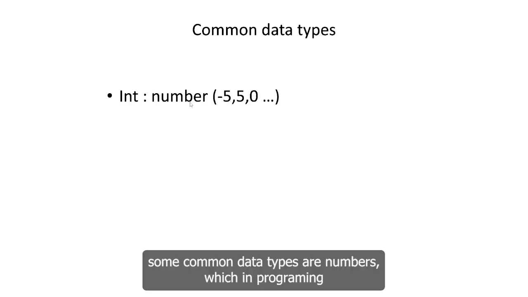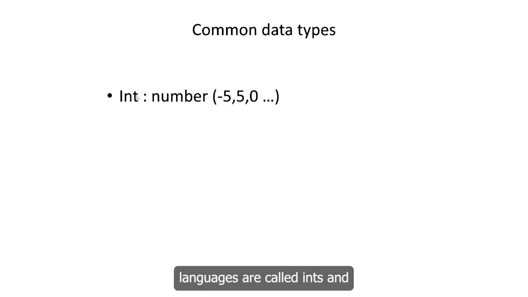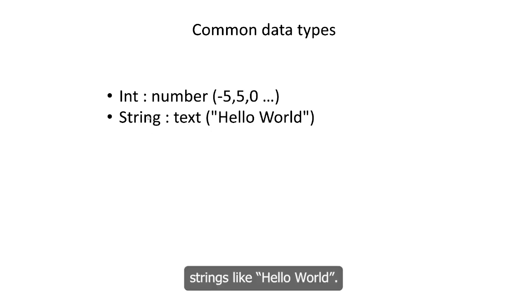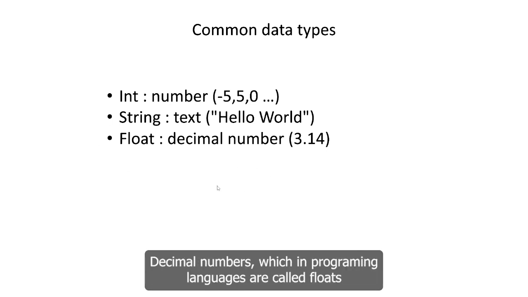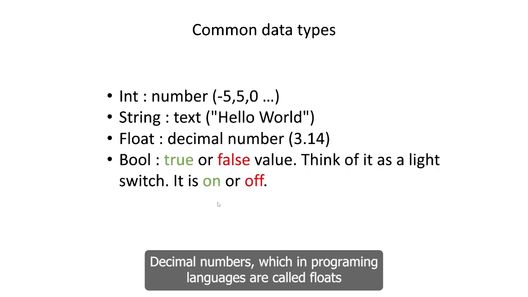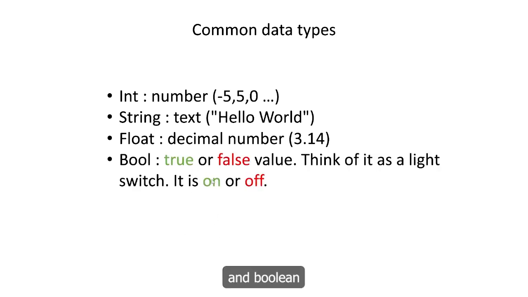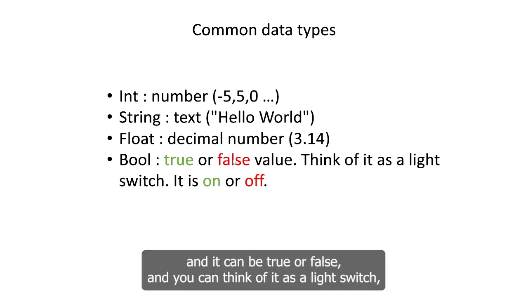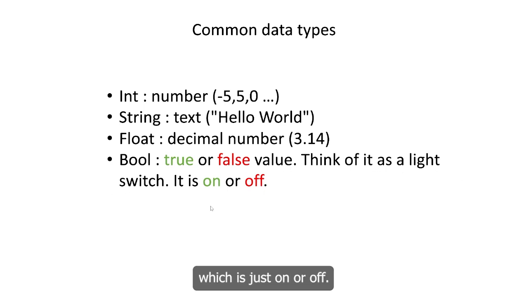Some common data types are numbers, which in programming languages are called ints, int. Text, which in programming languages are called strings, like hello world. Decimal numbers, which in programming languages are called floats. And Boolean values, we type them in programming language like bool, and it can be true or false, and you can think of it as a light switch, which is on or off.